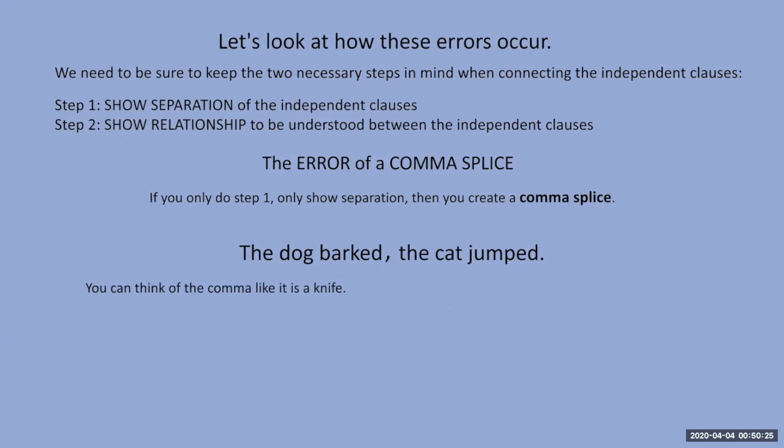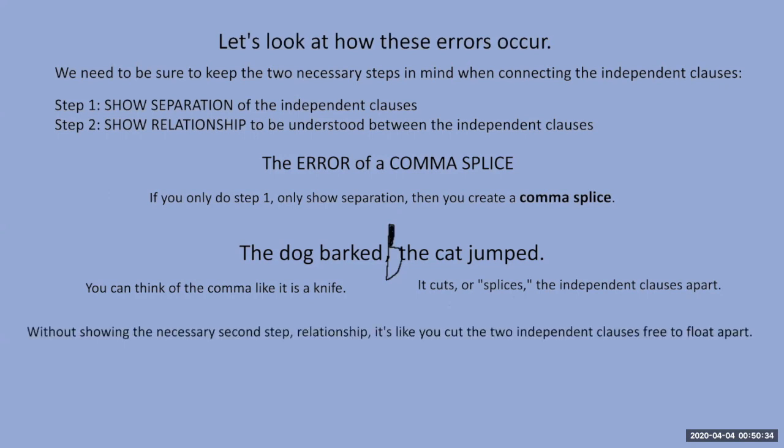You can think of the comma like it's a knife. It cuts or splices the independent clauses apart. Without showing the necessary second step, relationship, it's like you cut the 2 independent clauses free to float apart, as this sentence shows.